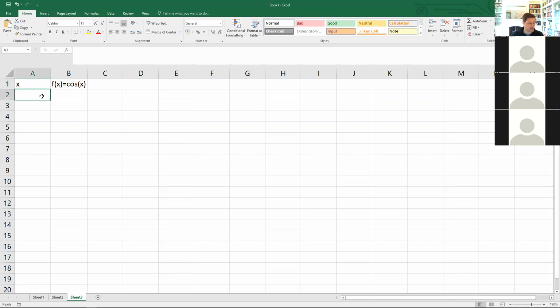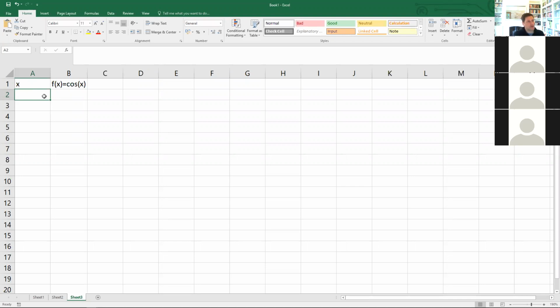Okay, so our x values, where shall we go? Well, let's go from minus pi to pi, something like that. So the default for Excel is it's working in radians. So if you want to work in degrees in Excel, you'd have to change something or do a conversion. So we want this to be a number, and we want it to be pi.